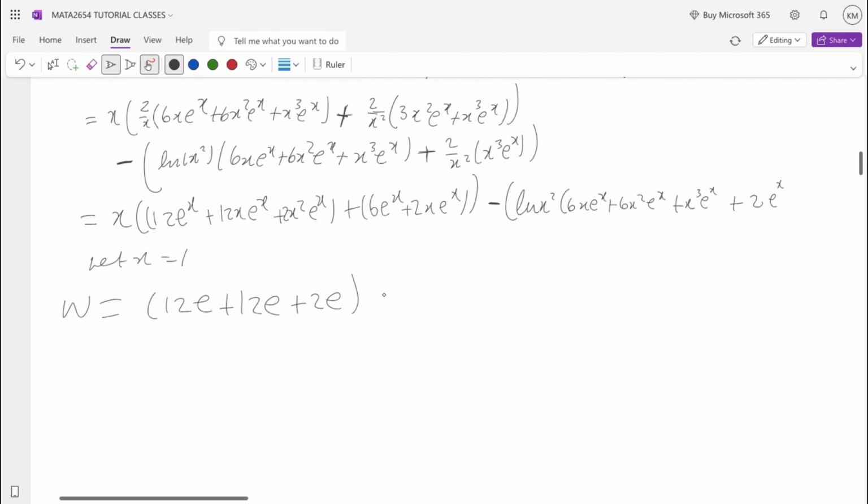Okay, then what is it? Do I still need to keep these brackets now? I don't need, there is no need for the bracket anymore. Then plus I plug 1 in here. I'm gonna get 6e. Then I plug 1 there, I'm gonna get plus 2e. Then minus. What is ln of 1?